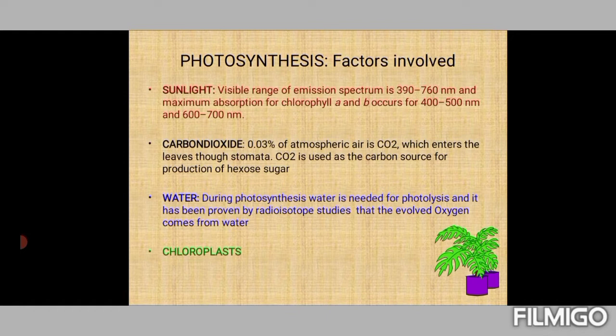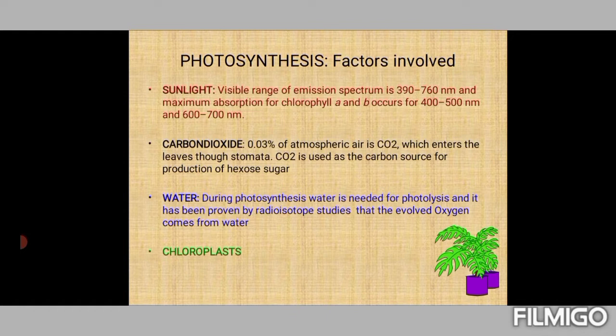Carbon dioxide is obtained from atmospheric air. 0.03 percent of the atmospheric air is carbon dioxide, which enters plants through the stomata, and water is absorbed from the soil. It has been proved that the oxygen which is released actually comes from water.